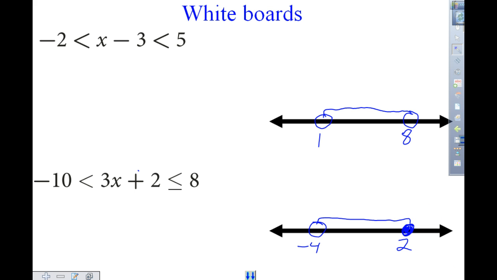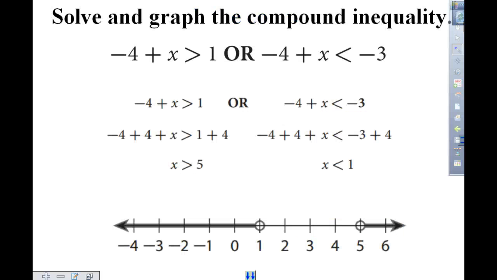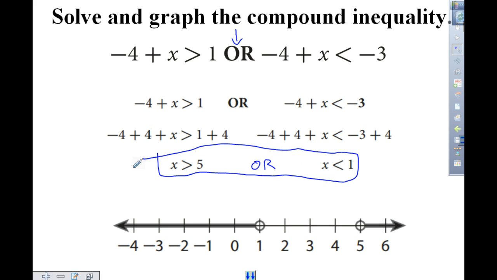Okay, so let's look at the other possibility, the ORs. So how do you know it's an OR? It has a big word in the middle, OR. So jot that down, have a nice example. Notice at the end that you should just have the word OR between your answers. You don't combine them together in any special way like the ands. They just stay one or the other. And that's it.